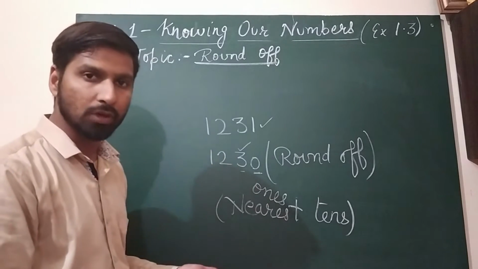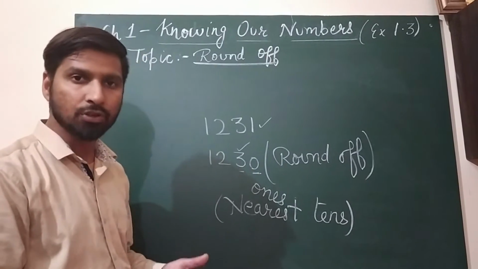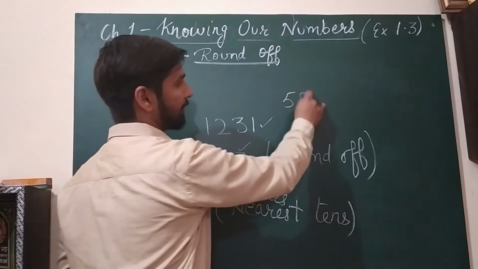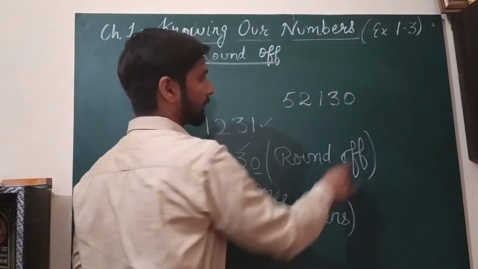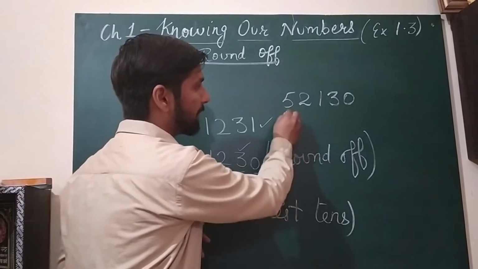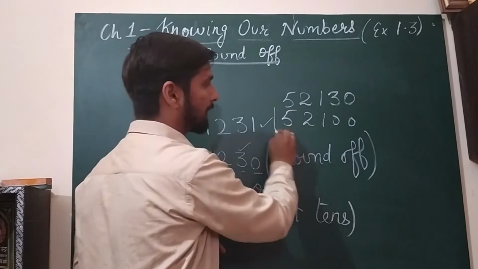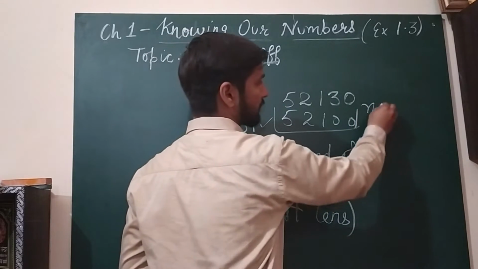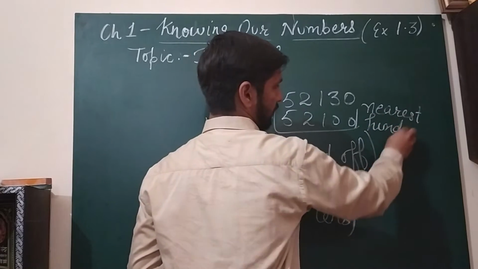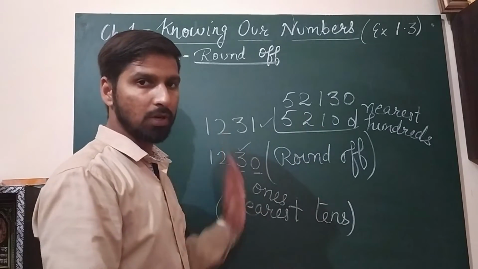Let's say I am moving to a jewelry shop. I have purchased some jewelry and the total of the bill amounts to, let's say, 52,130 rupees. Now instead of paying 52,130, if I pay 52,100, that means it will be the amount which is nearest hundreds. Again, the concept of round off works here.